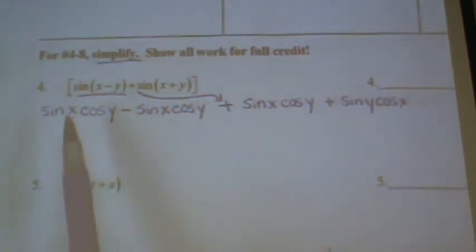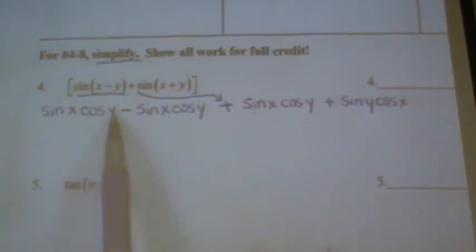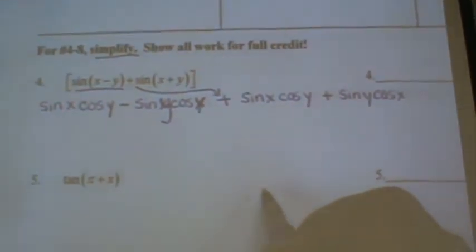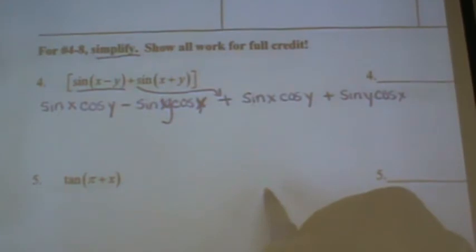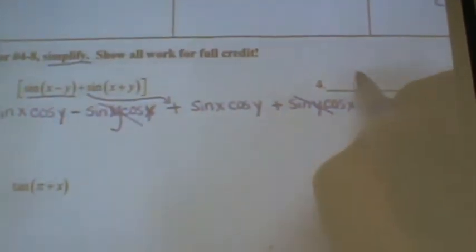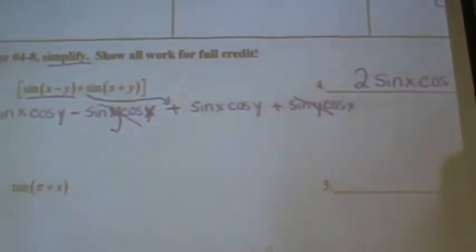What first did I write wrong? The second one I wrote wrong. This should have been sine of y and cosine of x. Sorry, guys. You can cross out the sine of y, cosine of x. Cross both of those out. These two get crossed out, and then what do you have? 2 sine x cosine y. That's that answer.